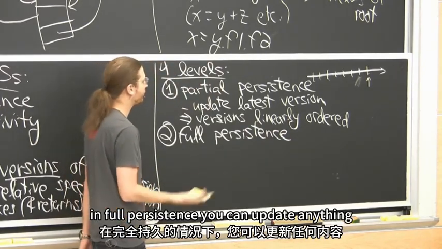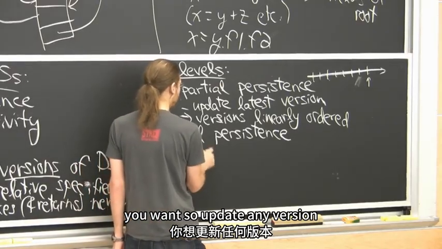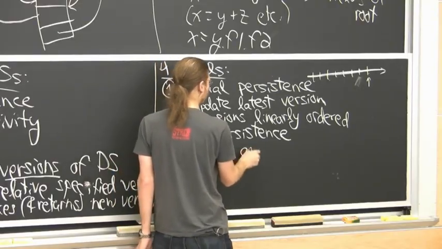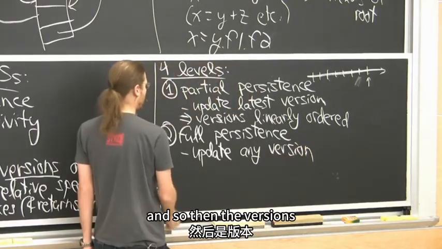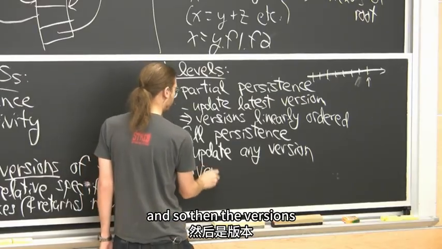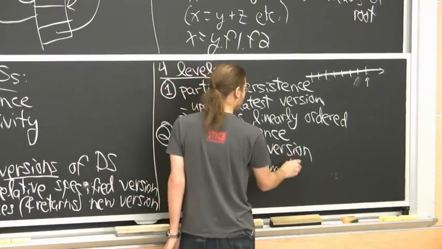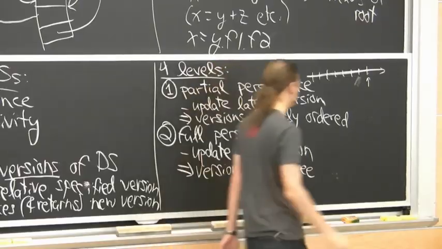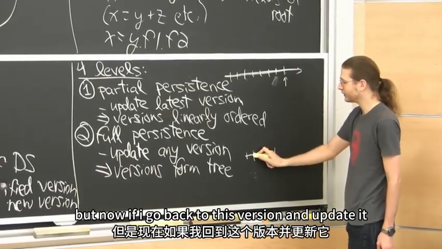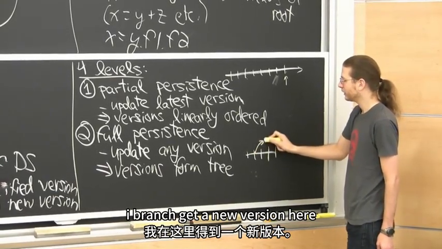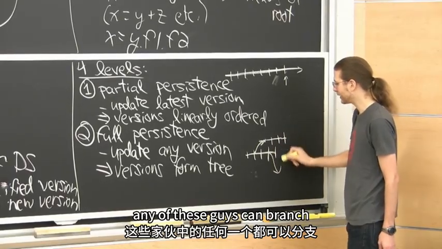In full persistence, you can update anything you want. So, update any version. And so then the versions form a tree. Okay, so in this model, maybe you initially have a nice line of versions, but now if I go back to this version and update it, I branch, get a new version here. And then I might keep modifying that version sometimes. Any of these guys can branch.